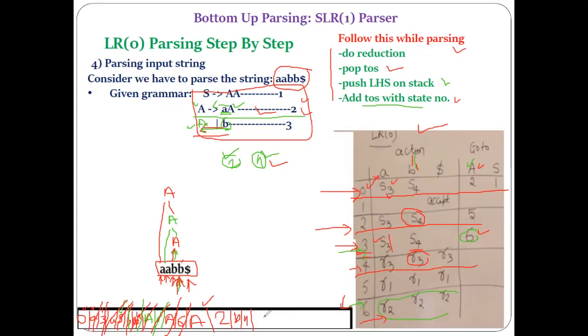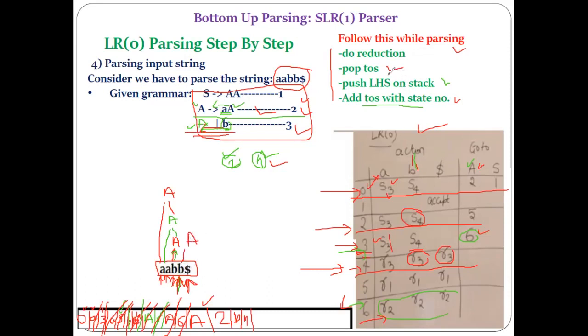Now next thing, 4 on the dollar. 4 on dollar is what? Reduction. R3 means this one. B will reduce to A. Now our increment pointer is at this dollar. Now we will not reduce the dollar, we will reduce the symbol which is present previous to the dollar. The symbol previous to the dollar is this B. So we will reduce this B. Now B is reduced to what? A.